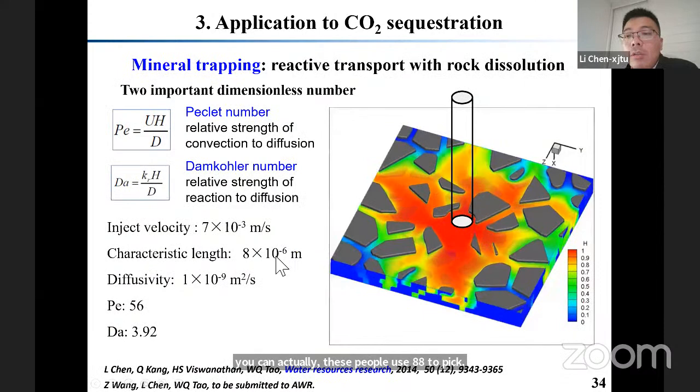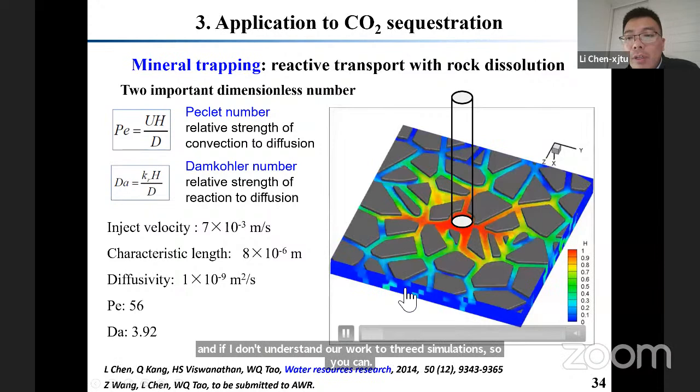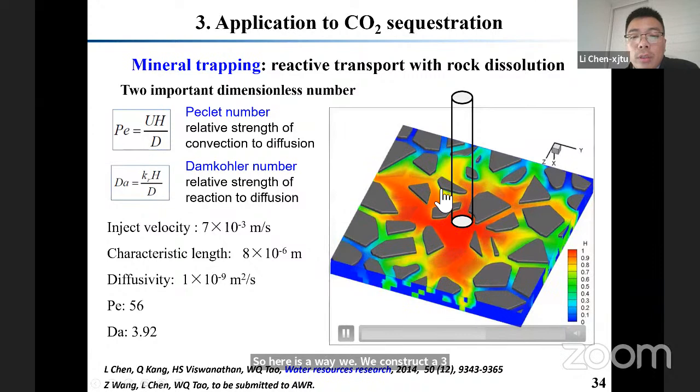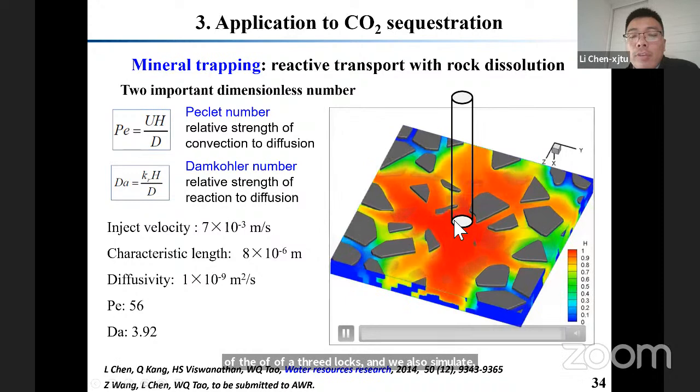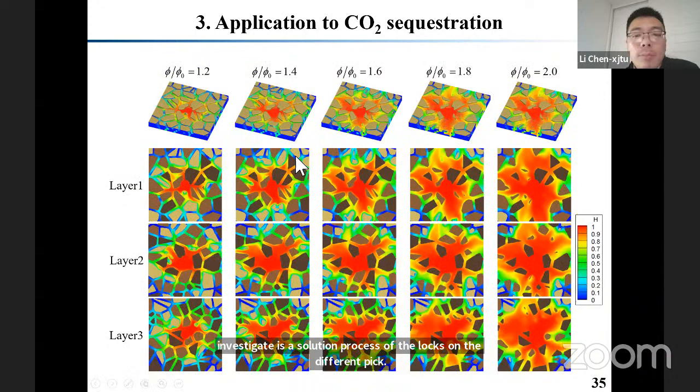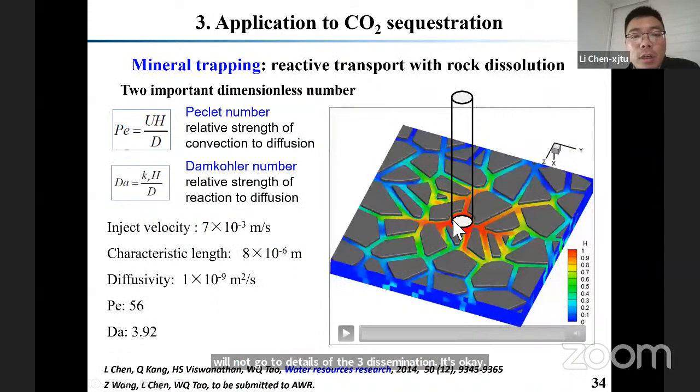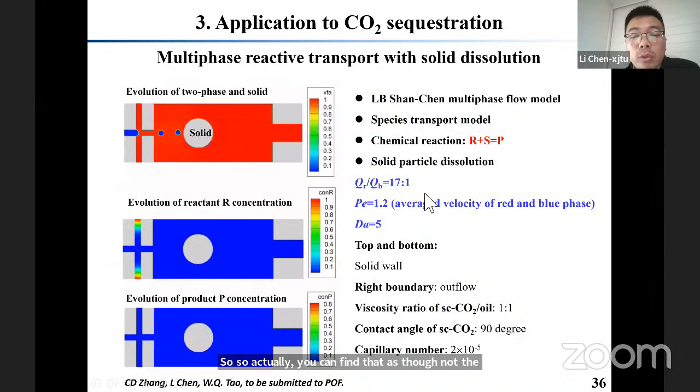So here we constructed a three-layer structure of 3D rocks, and we also investigated the dissolution process of the rocks at different Péclet numbers and Damköhler numbers. I will not go into the details of the 3D simulation, but you can find that the dissolution patterns are very complicated, right? Finally, we also apply our model to multiphase flow.